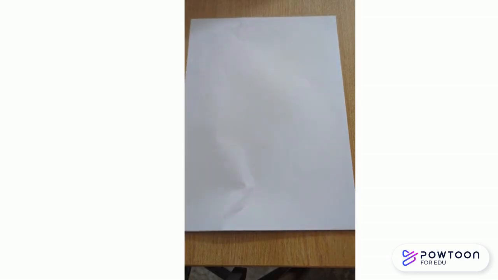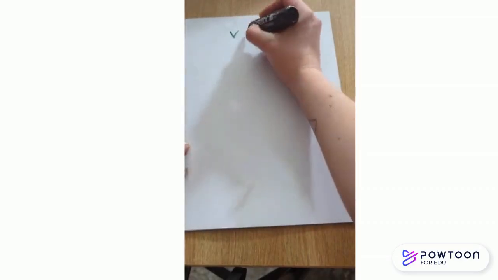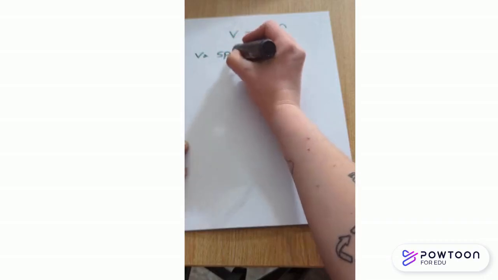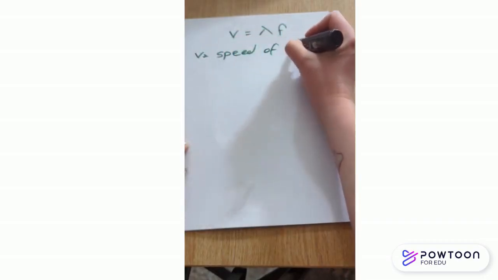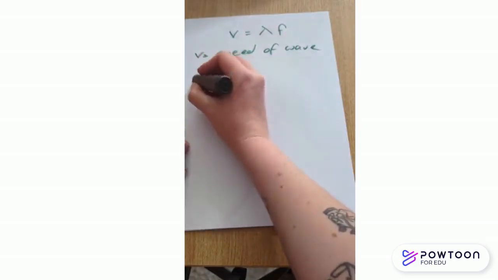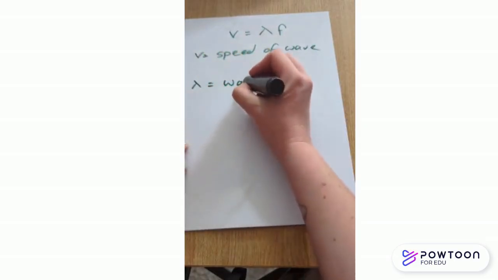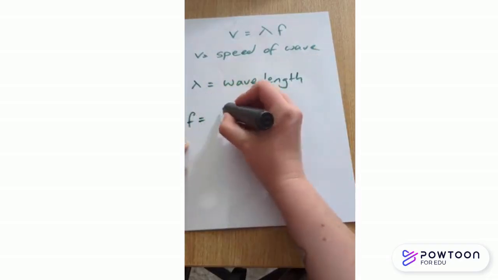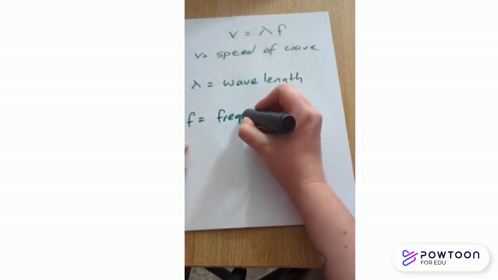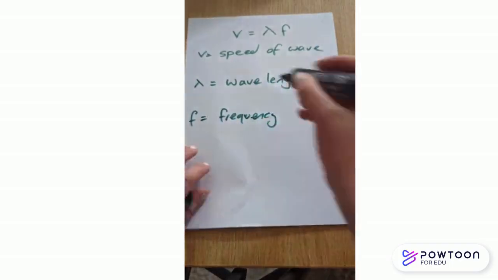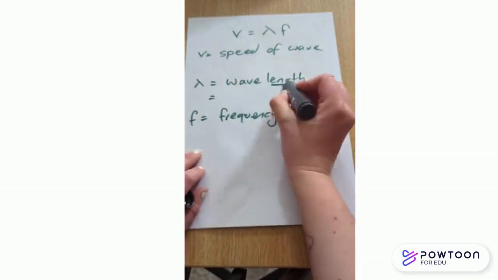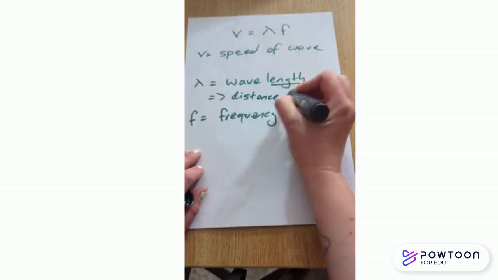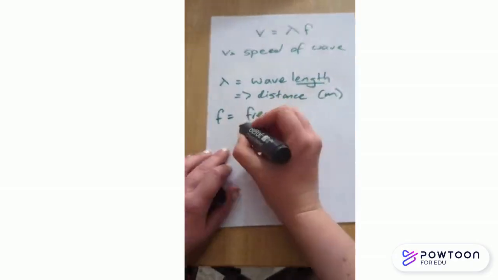So the most important formula for this is v equals lambda f. And in this, v is equal to the speed, this goes for all waves, the speed of the wave. Lambda is equal to the wavelength, which we'll talk about in a second. And f is equal to the frequency of the wave. So lambda, the wavelength, is a distance, which we measure in meters in this case.